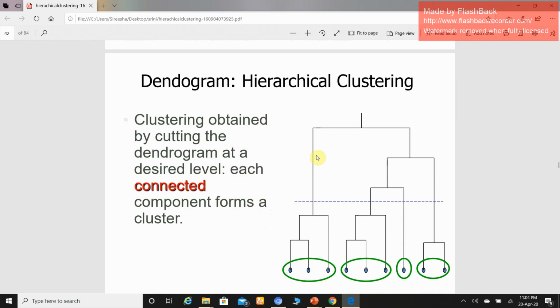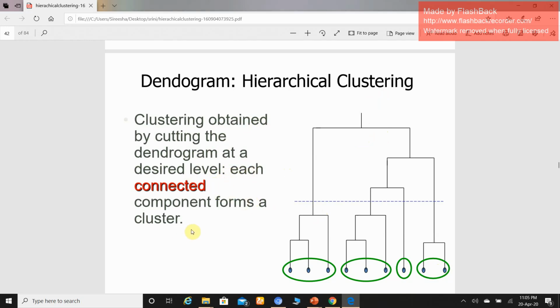So in this particular slide, the relationship between dendrogram and hierarchical clustering: how to represent hierarchical clustering with the help of a dendrogram. This is the dendrogram of the hierarchical cluster. We get a clustering by cutting the dendrogram at a desired level. Each connected component forms a cluster.